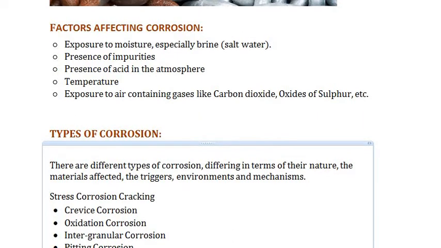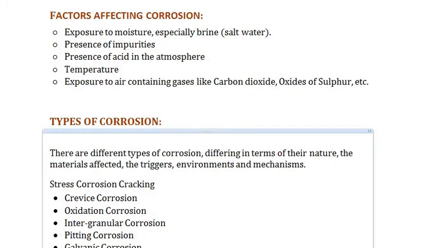Then there's intergranular corrosion. Most of these corrosion types are actually self-explanatory because of their name. Intergranular corrosion occurs due to the presence of impurities in the grain boundaries that separate the grain formed during solidification of a metal alloy, or when the alloy gets depleted or enriched at any of these grain boundaries.